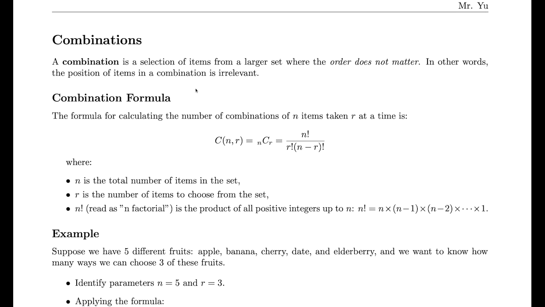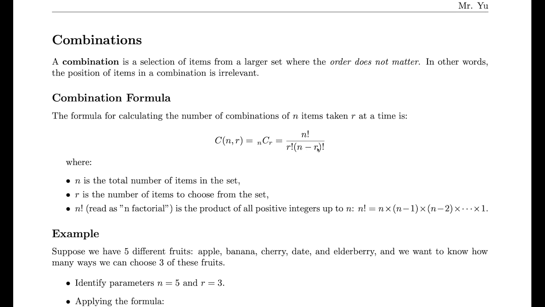So how do we do that? Well, the combination formula gives us some insight on how it's done. Here's the formula for calculating the number of combinations of n items taken r at a time. You have this function notation, n choose r, and that's equal to n factorial. If you remember, factorial means n times n minus 1 all the way down until it's 1, and then divided by two parts: r factorial and n minus r factorial.